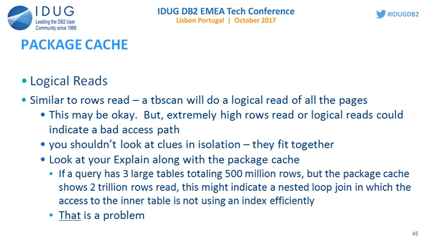Logical reads is similar to rows read. If it's in the buffer pool and the query is fast enough, who cares? But if it's really unusually high, there's probably a problem. If you have 3 large tables totaling 500 million rows, but the package cache shows 2 trillion rows read, maybe you have a nested loop join with inefficient access to the inner table, and so you're reading way more rows for each one.